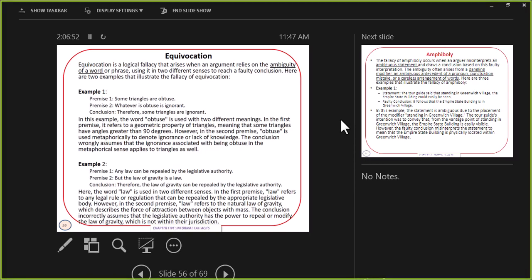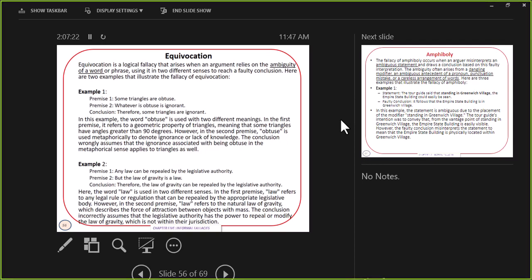Yes. Any law can be repealed by legislative authority, but the law of gravity is a law, therefore the law of gravity can be repealed by the legislative authority. Which word is used equivocally? To equivocate is to use a single word in two or more contexts in a single argument. Which word is used equivocally? In the first example, as Kalkidan stated, obtuse is used equivocally.